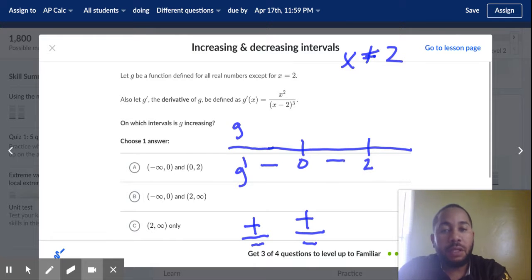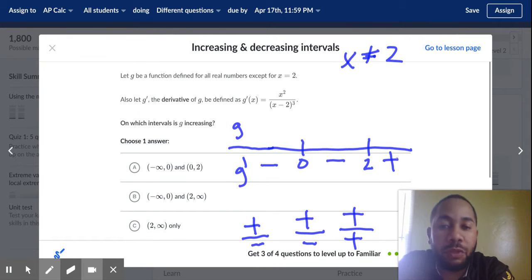Okay. So then let me pick another number on the other side of a critical point. Let's say 3. And if I pick that, I have a positive on the top. 3 squared is 9, positive 9. And I'd have a positive on the bottom. So this value that would come out would be positive.